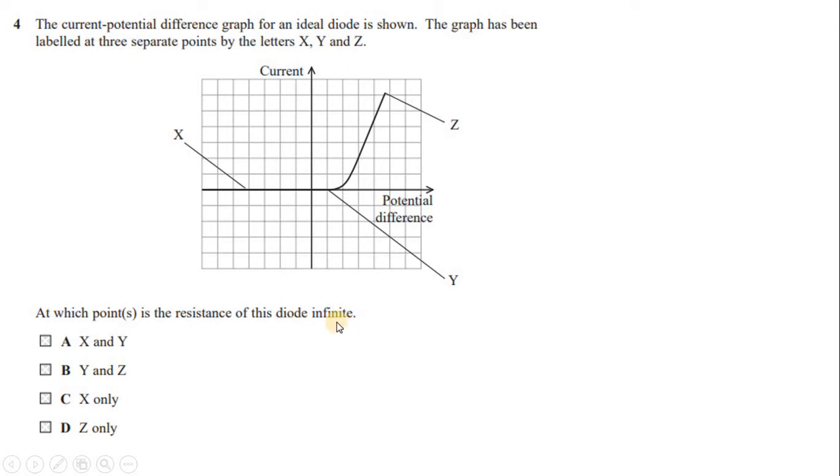Remember, if resistance is infinite, then there is no current passing through the diode. So we see that at point X and at point Y, these 2 points have no current, zero current. That means at these points we have infinite resistance. So your option is A, X and Y.